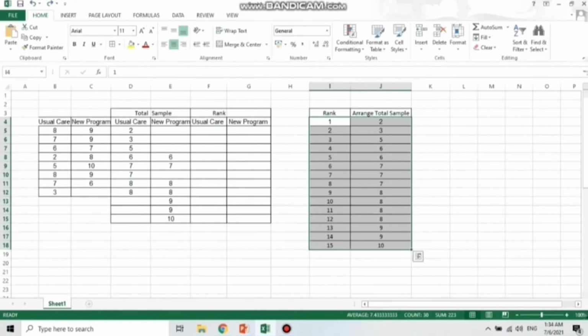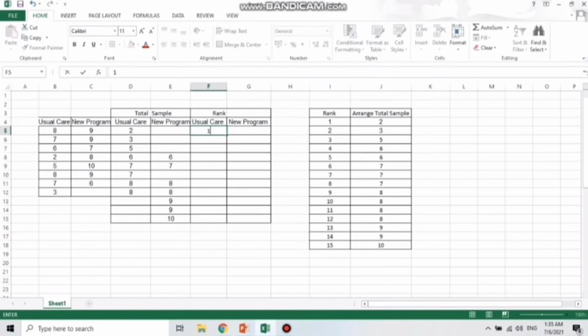From the arranged sample, the smallest score is 2, and there's only one sample with a score of 2. So the first rank would be the score 2. The biggest score is 10, so the biggest rank, which is 15, is going to be at the score of 10. Next, the score 3 would be in rank 2, while the score 5 would be in rank 3, because there is only one sample for both of these scores.